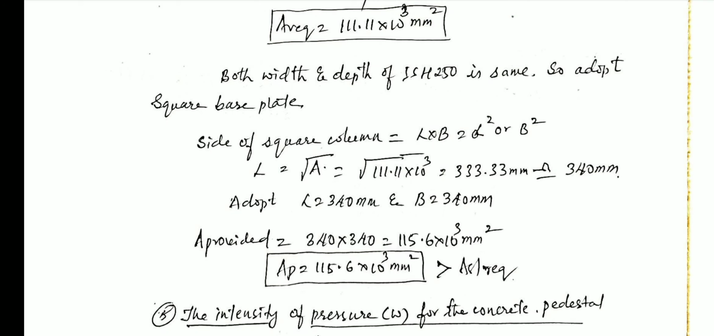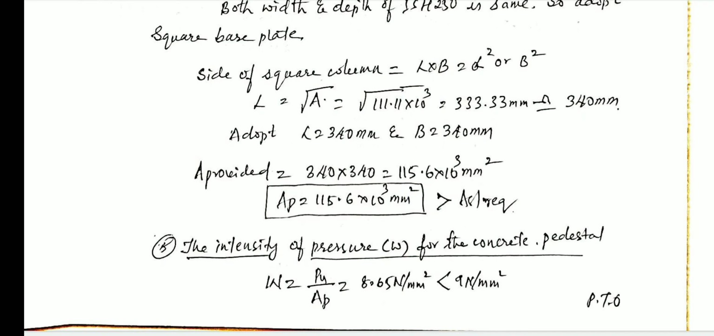Now the area provided is equal to 340 into 340 mm. When you calculate this, it should be greater than the area required. If it is less than the area required, you should increase the size. If it is less, you have to increase. If it is more, it is safe. So the area provided should be greater than the area required, and the condition is satisfied because the area required is 111 and here you got 115, so the area provided is greater than the area required.